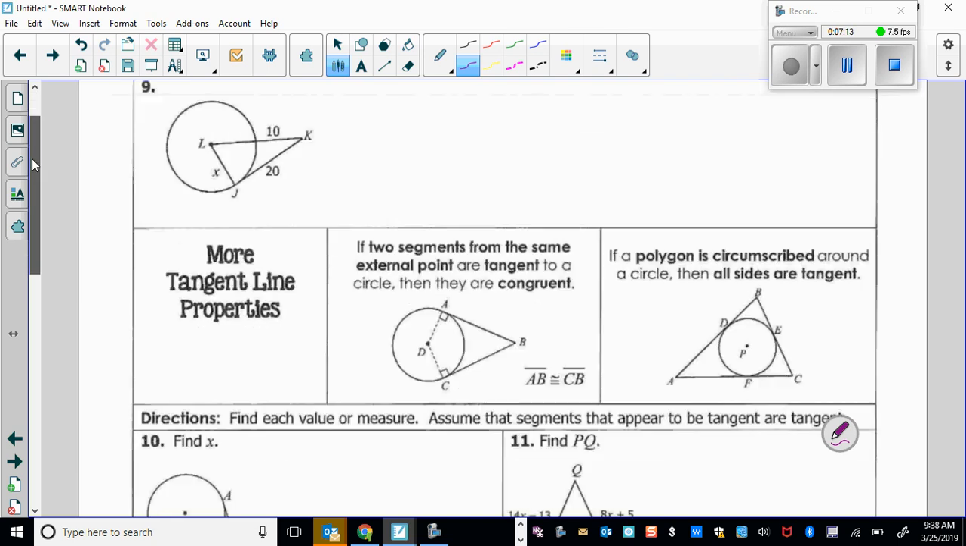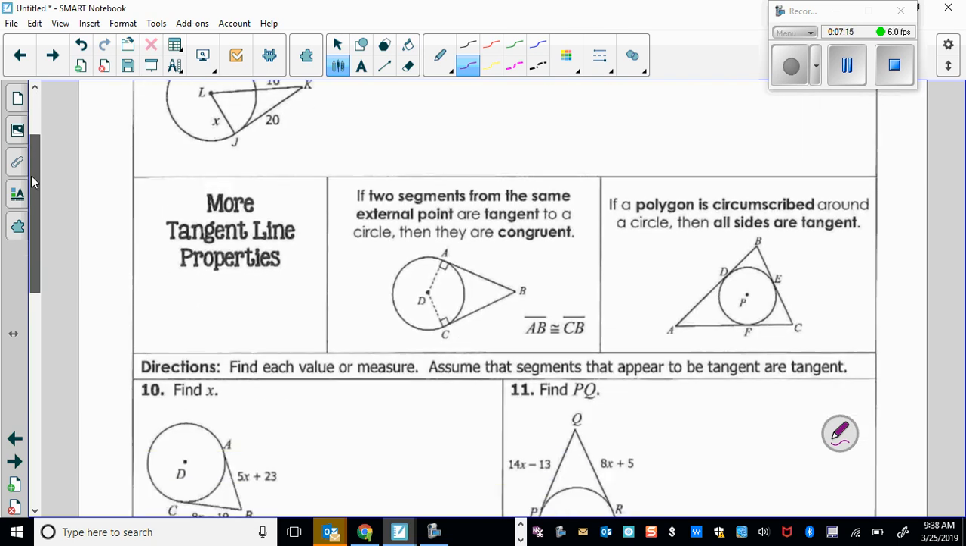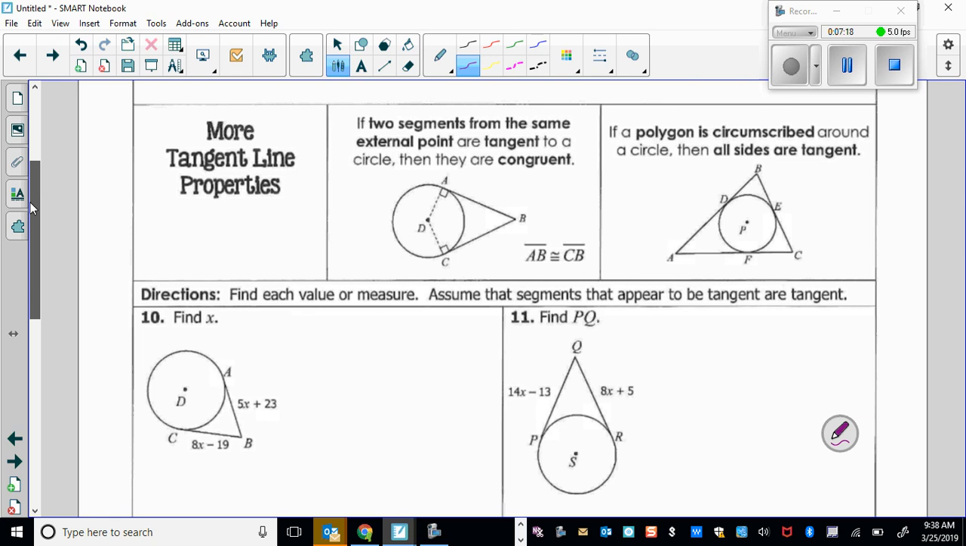And another thing we have to know about tangent lines is this rule. If two segments from the same external point are tangent to a circle, then they are congruent. So if I know they have the same external point and they're tangent, because it gives you that 90 degree, I know this is congruent to this. Okay, and same thing, if a polygon is circumscribed around the circle, all sides are going to be congruent. So this side is going to be congruent to this. EC is going to be congruent to FC. DA is going to be congruent to AF, and that's all you have to know.